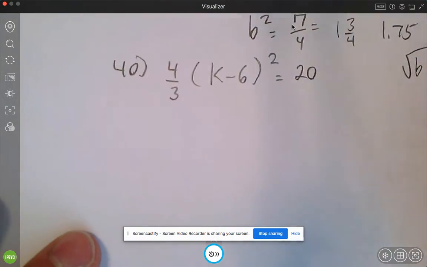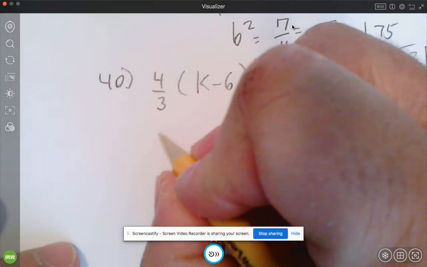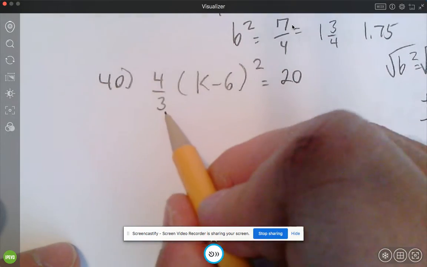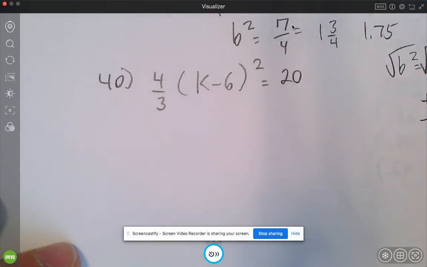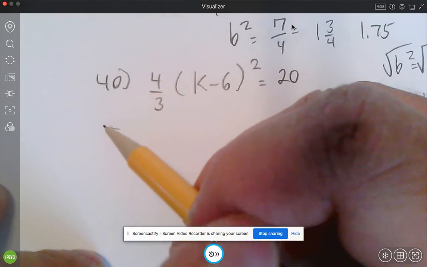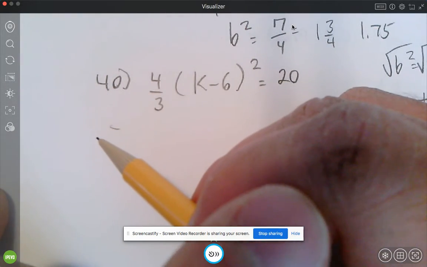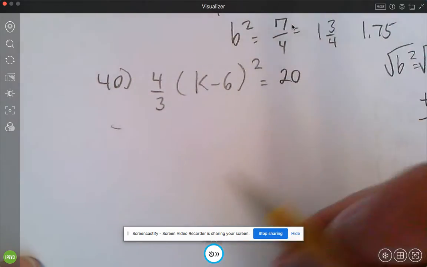Last but not least, number 40. So here we go. This one has a fraction. So to get rid of the fraction here, sorry, I just noticed I blacked it out. I was putting air in my tires and I got some grease there, so sorry about that.